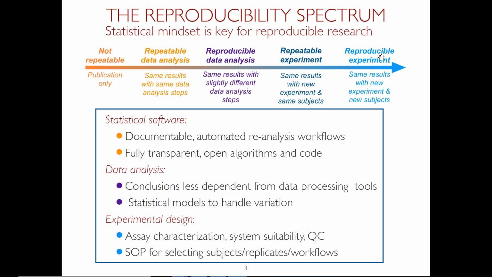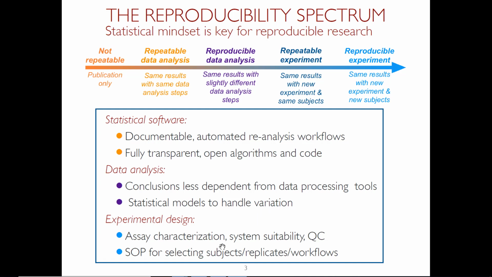And I would like to argue that statisticians contribute to the entire spectrum of reproducibility. So we contribute to this by developing statistical software which provides documentable and automatable reanalysis workflow, which is fully transparent. So first of all, you can rerun it, but second, you actually can see what's in there, and you can criticize this, you can disagree with this, or you can figure it out. The second thing is data analysis. So we want to make sure that our conclusions are as little dependent on data processing tools as possible. And we also want to make sure that statistical models can handle variation.